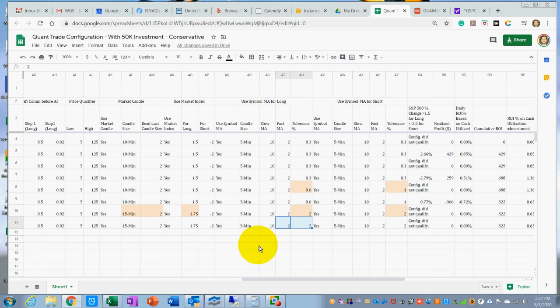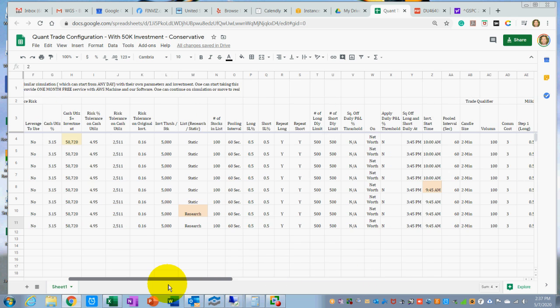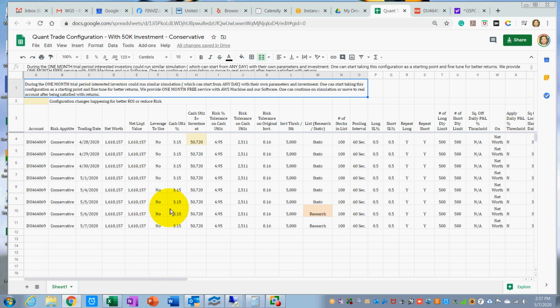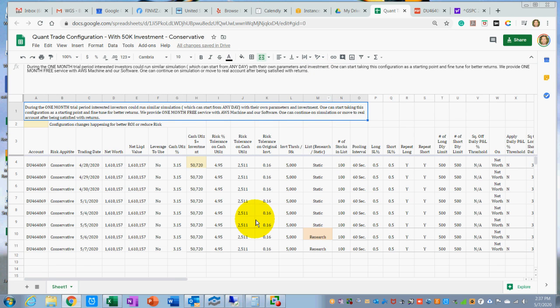But this is an ongoing process, and I'll keep publishing this type of video for everybody to see how you can fine tune your algorithm. Of course, when you try this, you have 1 month completely on us, where you will also get a virtual machine, like the ones we are using from Amazon, and you can try it with the configuration of your preference.